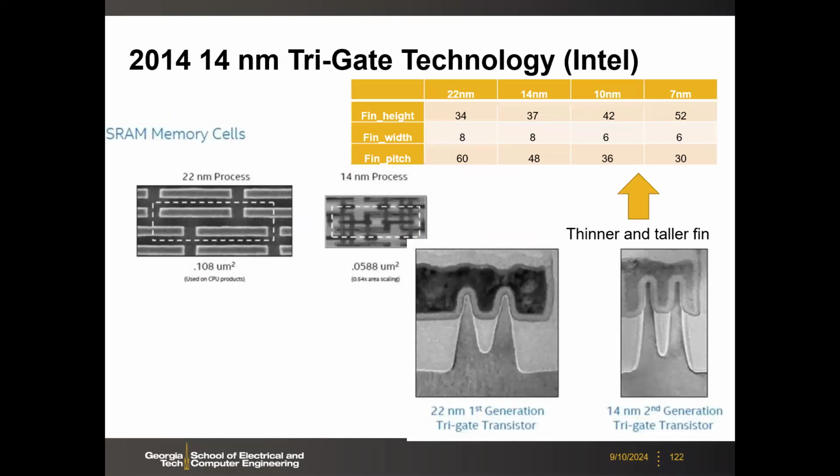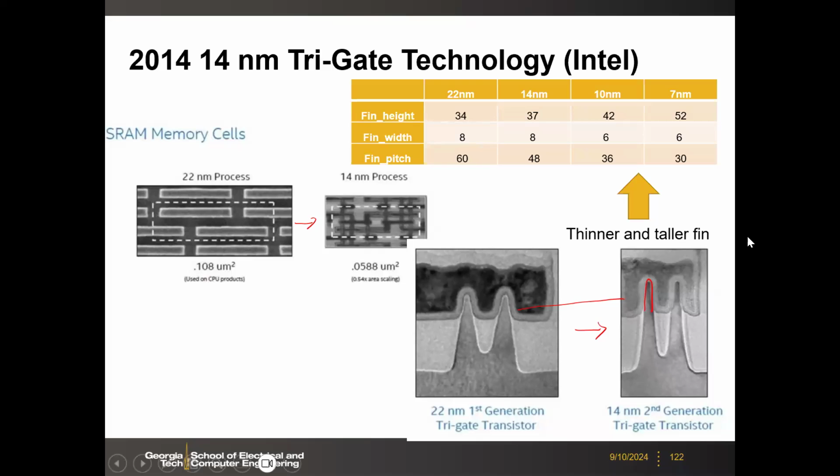So here then this is the second generation, which is a 14 nanometer FinFET. And you see the scanning. So the SRAM cell area almost becomes 50%. And then here we show the cross-sectional image of the FinFET. So you see here the difference from 22 to 14 nanometer. What is changed here? You notice that here the fin becomes thinner and taller. Okay, so this is a general trend.